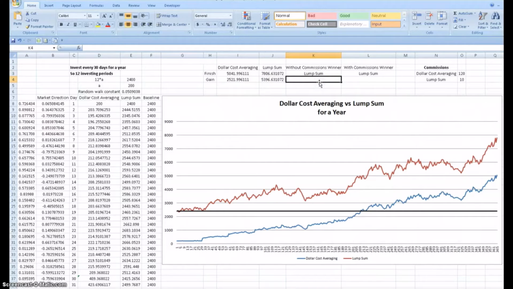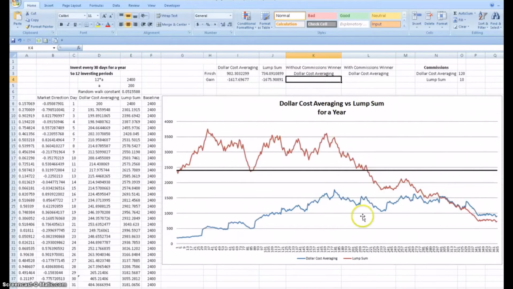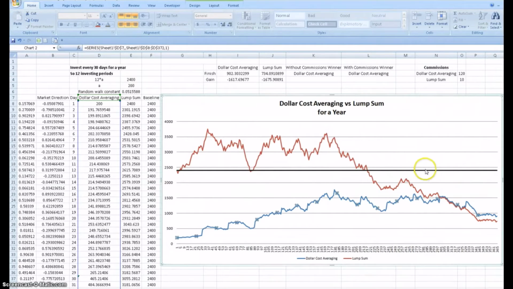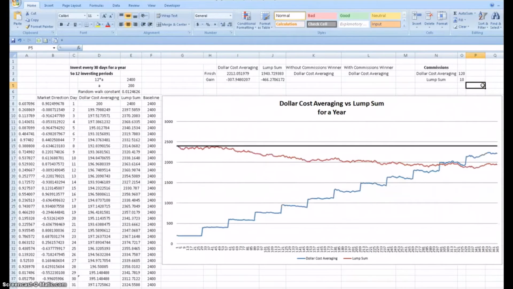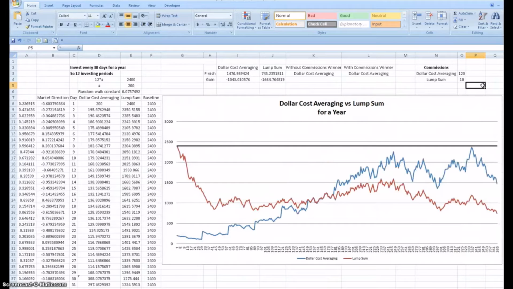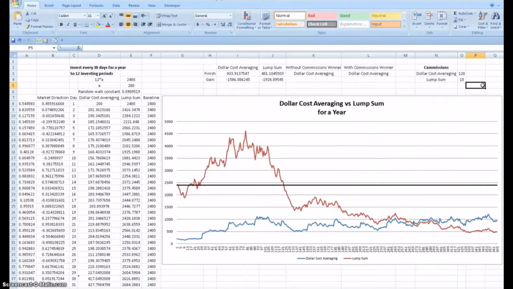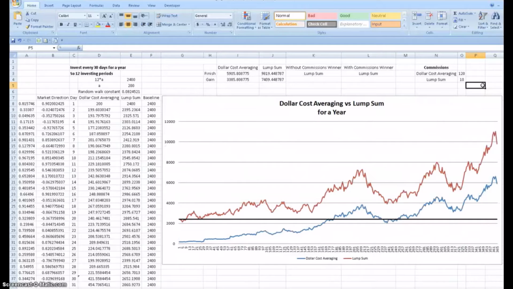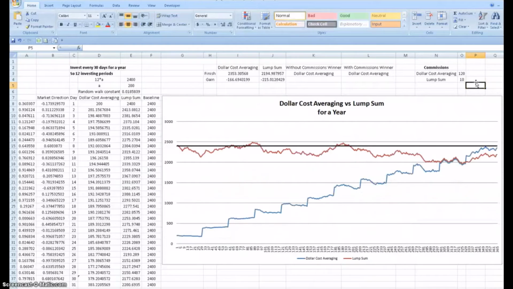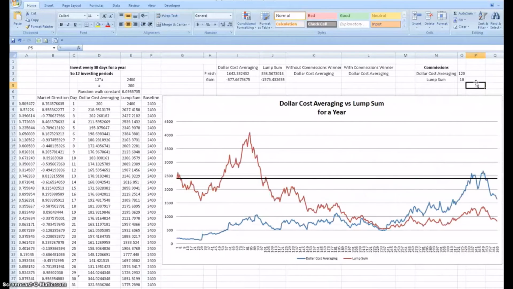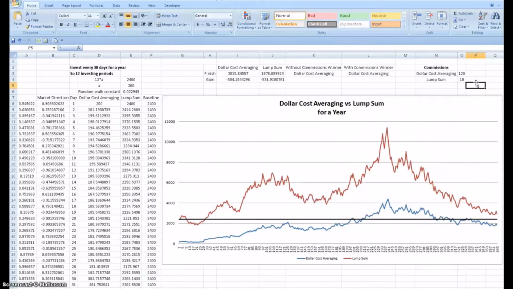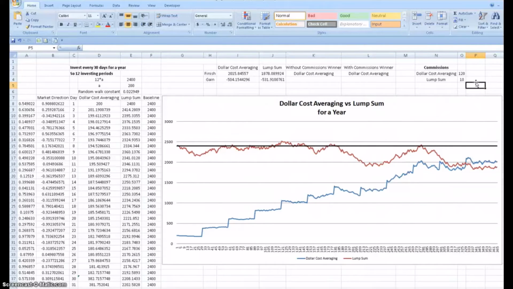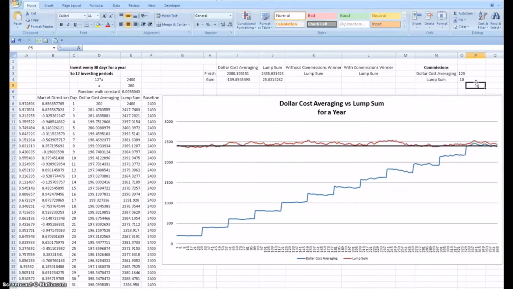Okay, let's look at another realization. So this one, dollar cost averaging, was the winner, but they both underperformed what you would expect them to. Same here. Here, lump sum in red was the winner. Let me just generate a lot of realizations. What I want to show from this is that it really depends on the market conditions, which should be obvious, but people really like arguing about this stuff.